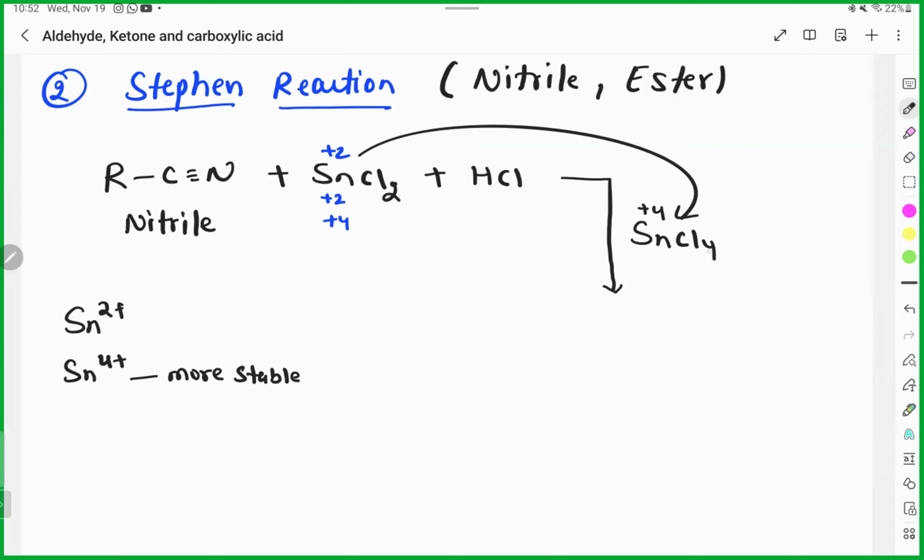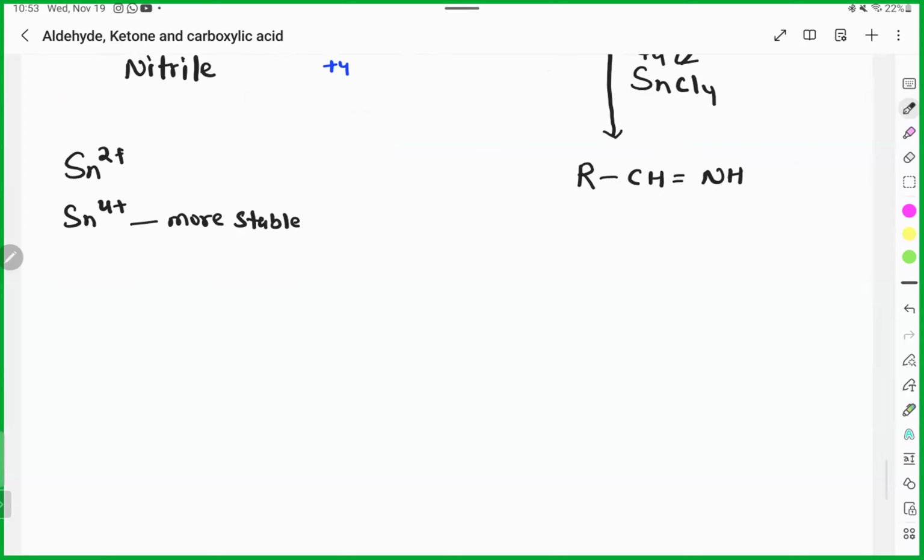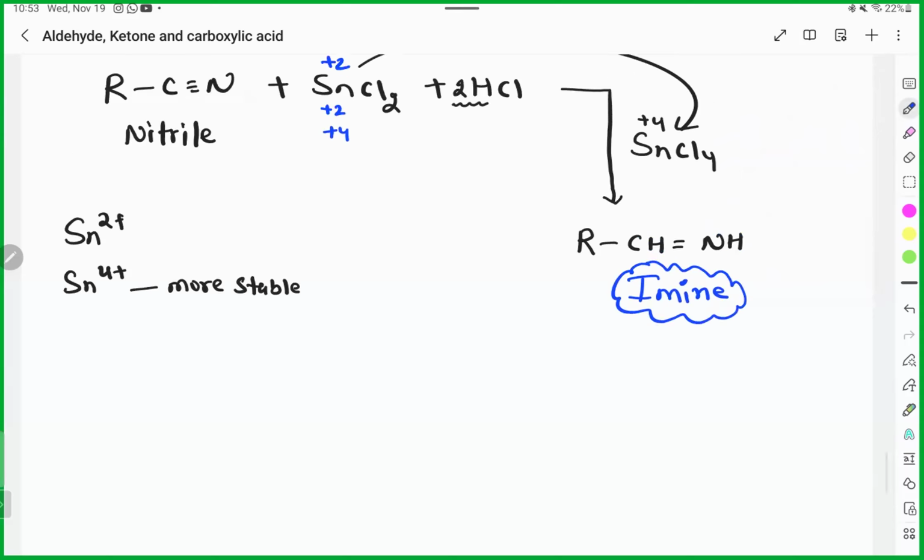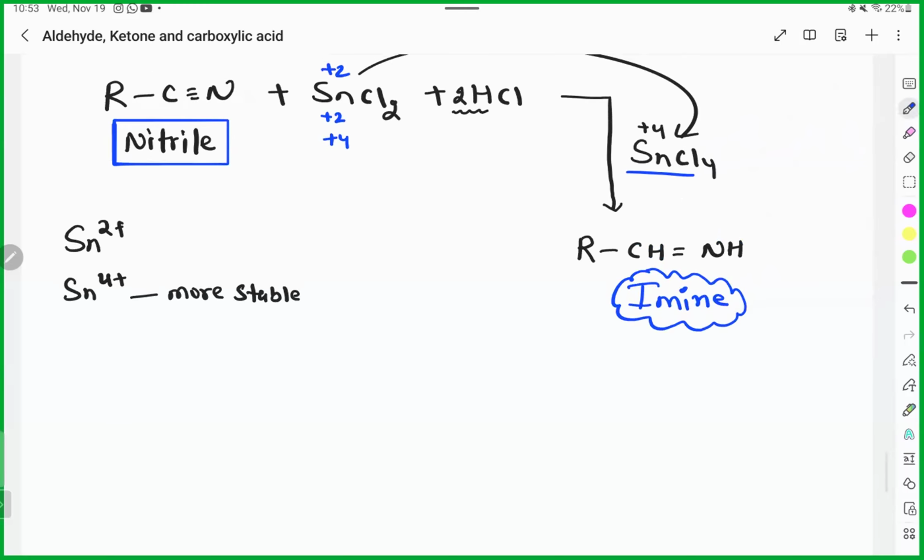Now two chlorines are added here, so it means two hydrogens will be available. What will be the use of these two hydrogens? One hydrogen is added to carbon, another hydrogen is added to nitrogen. What is the functional group in this compound? Imine. Very good. So, nitrile you take as reactant with stannous chloride, and then the stannous chloride will convert to SnCl4, and imine will be formed. Double bond with the nitrogen will be imine.